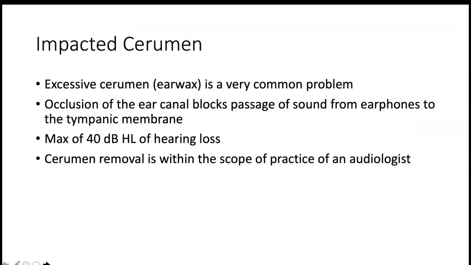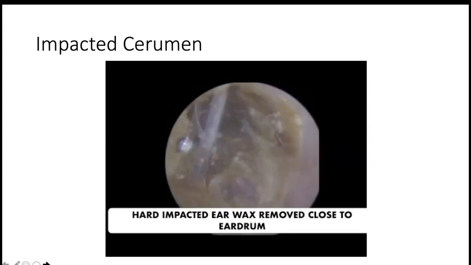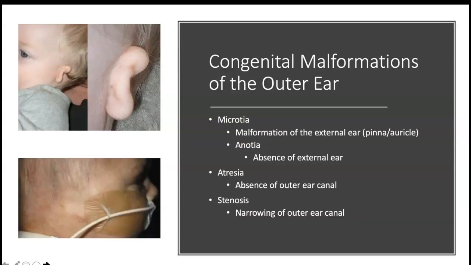Impacted cerumen can cause up to about a 40 dBHL hearing loss. It's essentially when it blocks the passage of sound from the earphones to the tympanic membrane. And cerumen removal is within our scope as an audiologist. It's something we do. Physicians also do this, nurse practitioners and other types of allied health professionals. And we'll watch that another time.